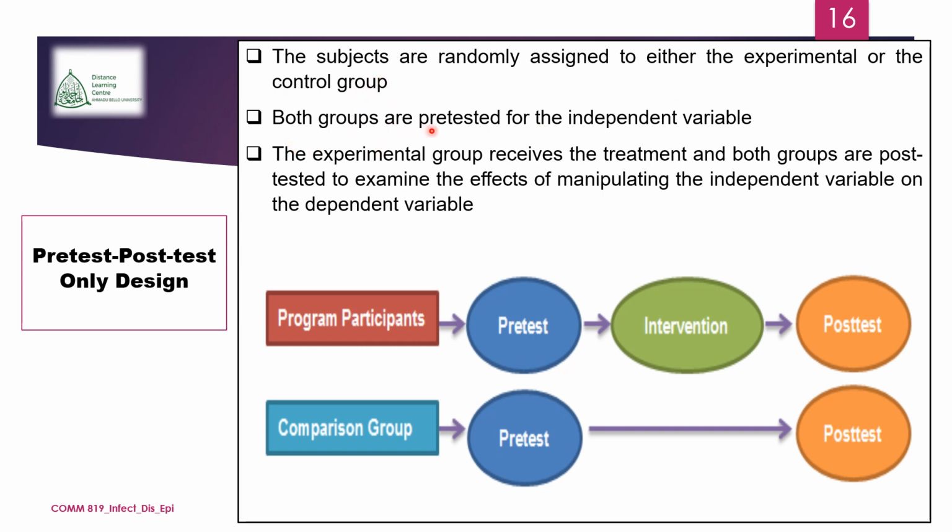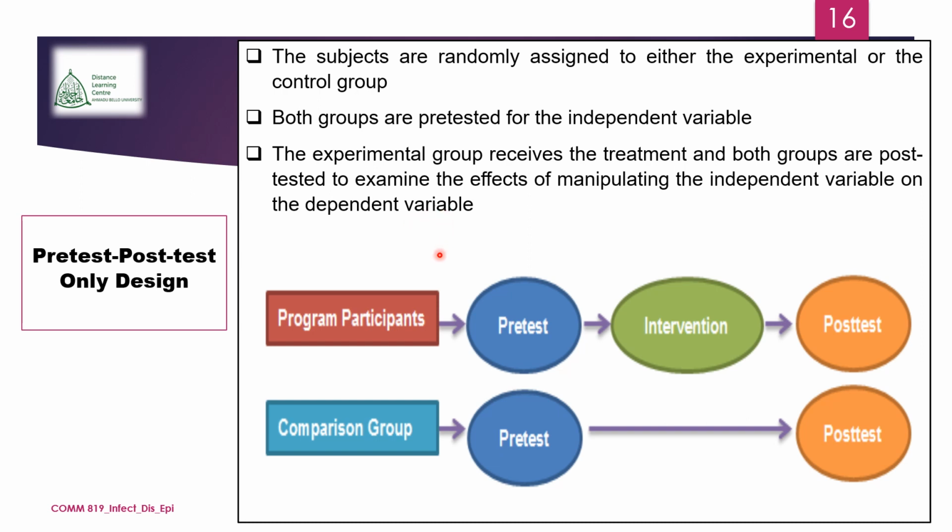Then both groups are pre-tested for the independent variable. Remember I said the independent variable is usually the disease determinant or the exposure. But here it could also be treatment. Then the experimental group receives the treatment, and both groups are post-tested to examine the effect of manipulating the independent variable on the dependent variable.